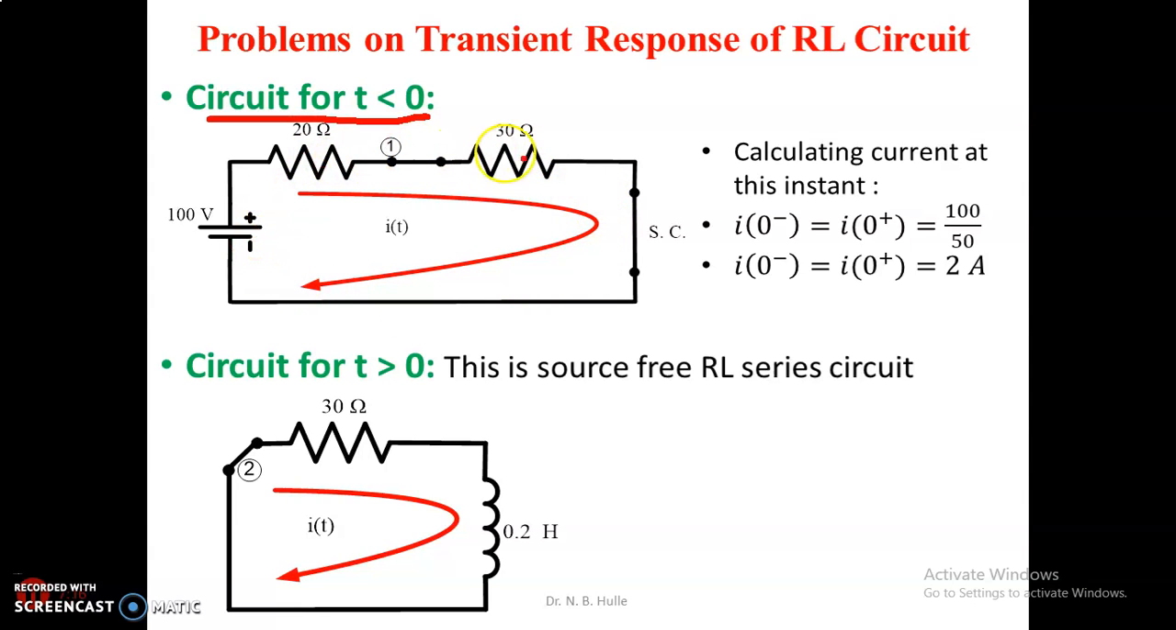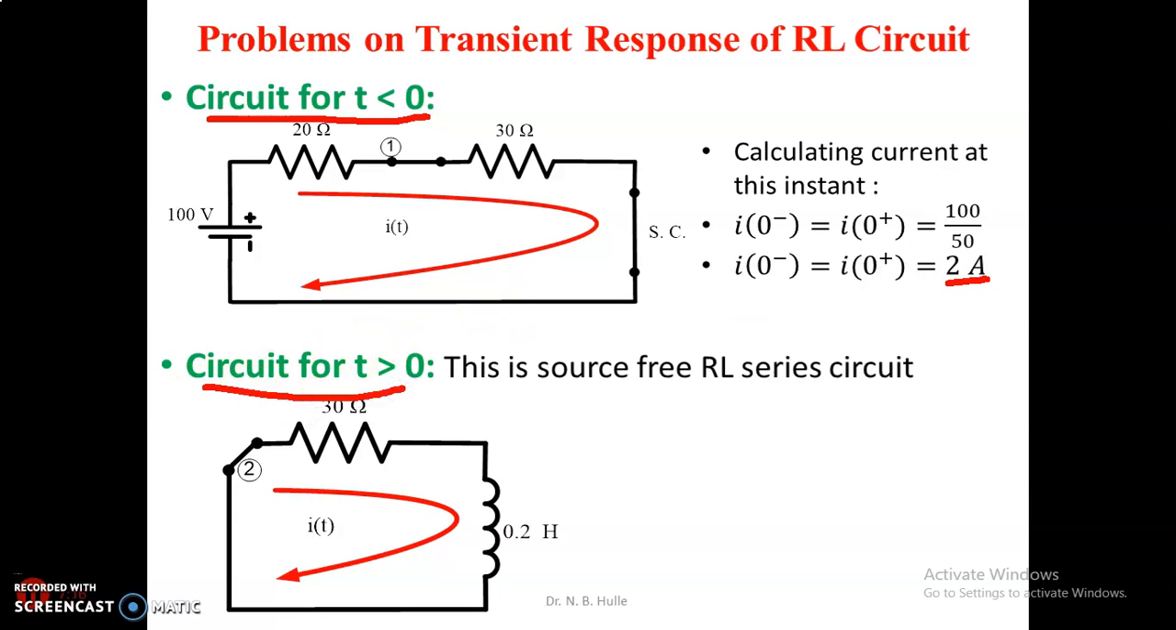In this case, if we find the value of the current, the current is not 0. That is, I of 0 minus is equal to I of 0 plus, which is equal to total voltage divided by total resistance. Total voltage is 100 divided by total resistance of 50, that is 100 divided by 50 is 2 amperes, which is the current before switching. Now the circuit for t greater than 0.